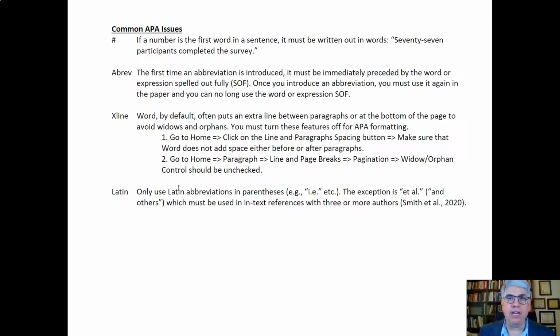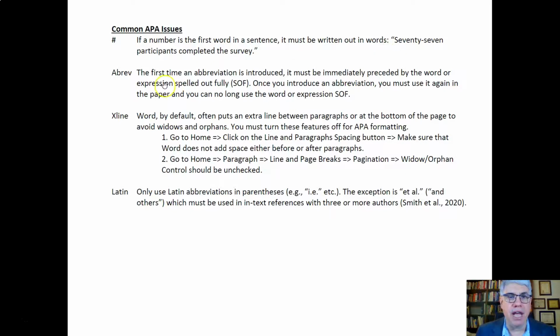If a number is the first word in a sentence, APA says that it must be written out in words. So if we have "77 participants completed the survey," we can't write out 77, we have to write out the words "seventy-seven." So sentences can't start with digits, they have to start with the words written out.